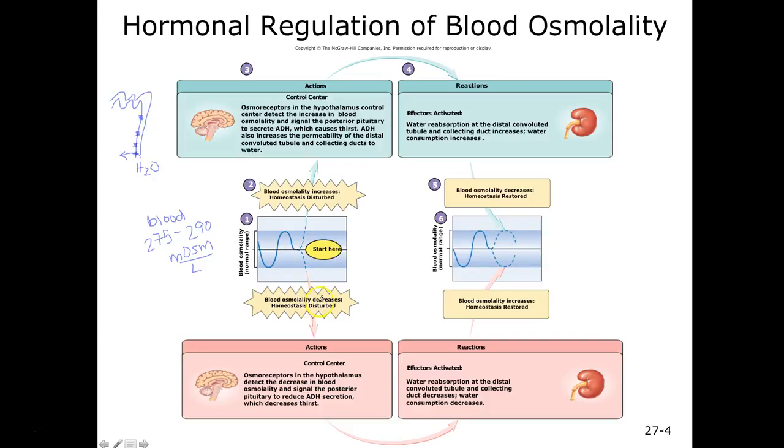Of course, the opposite can happen too. Our blood osmolality is going to decrease here, and so our osmoreceptors in our hypothalamus again are going to detect this and tell our posterior pituitary to either reduce or stop ADH, and that's going to decrease our thirst level. And so our body will not be able to get rid of the water that we have within our filtrate, right? So it's just going to stay there.